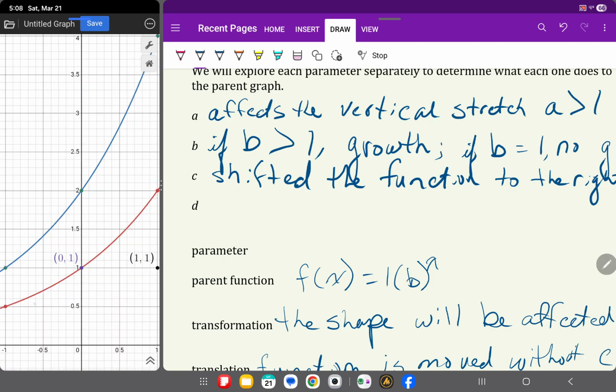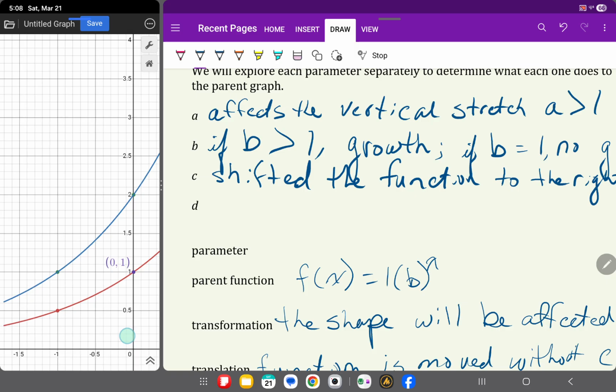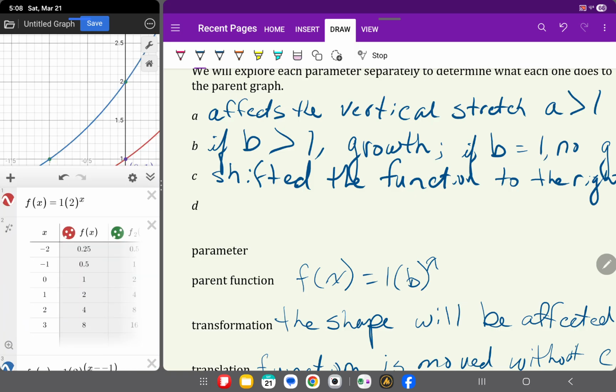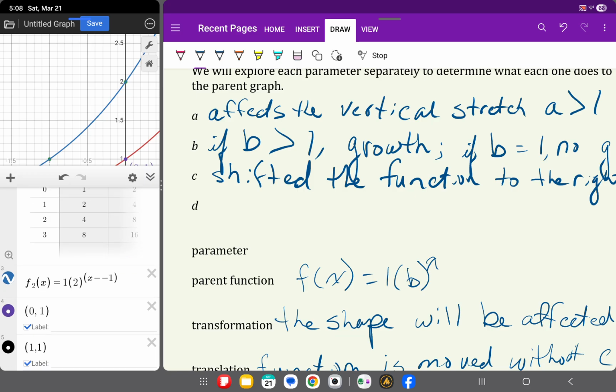Our original function is in red, and now it shifted over here. So now I have negative 1, 1. It shifted to the left 1. So again, as I put it in Desmos, I left it as negative 1. I love how Desmos does that. Okay, take that one out.